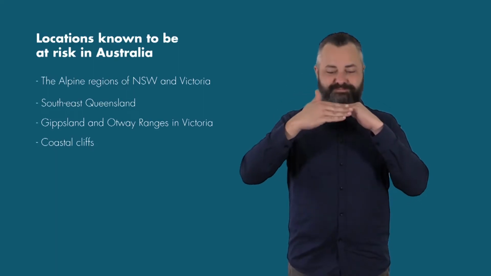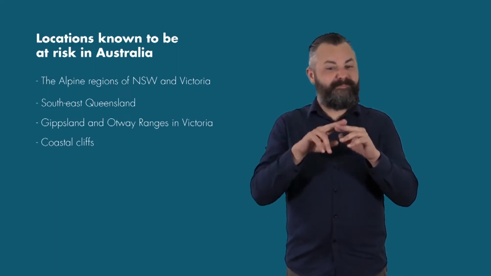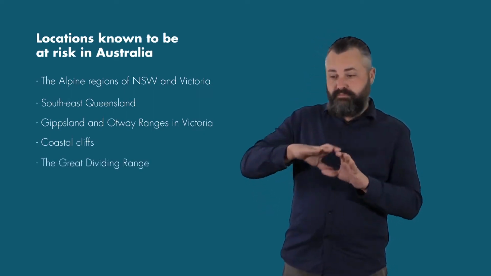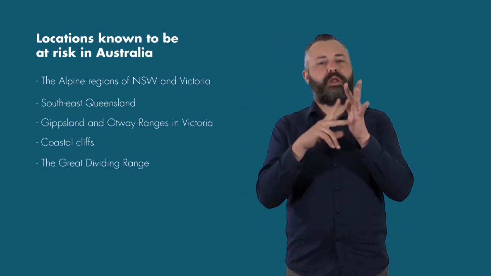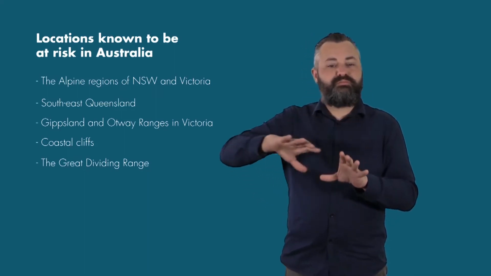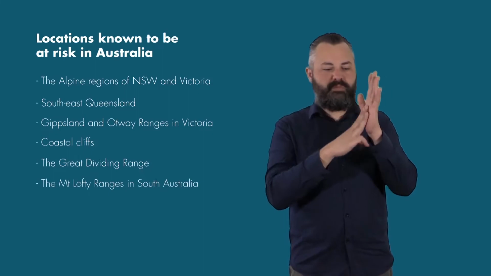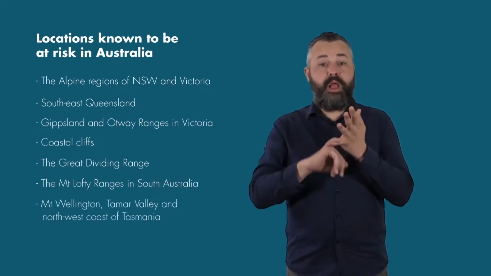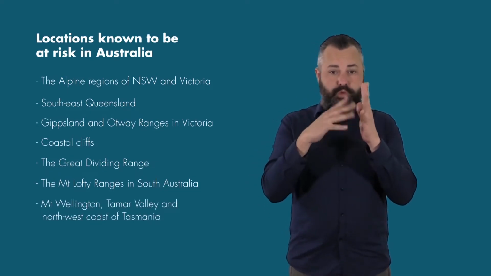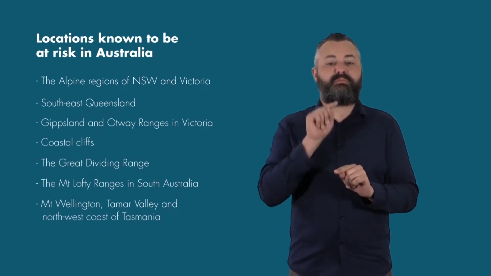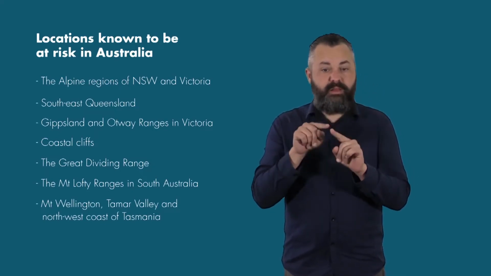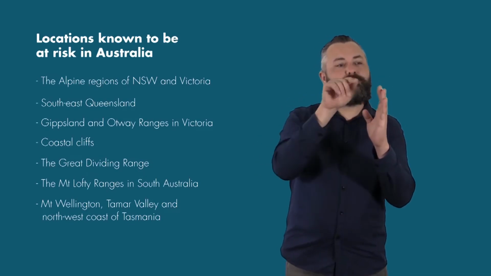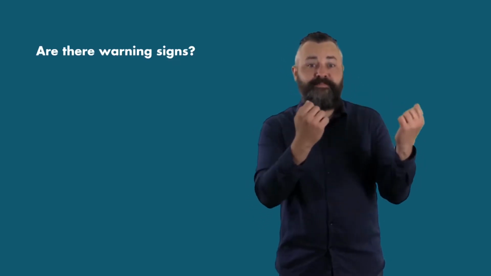4. Coastal cliffs. 5. The Great Dividing Range. 6. The Mount Lofty Ranges in South Australia. 7. Mount Wellington, Tamar Valley, and northwest coast of Tasmania. Landslides can happen in very localised areas any time without warning.